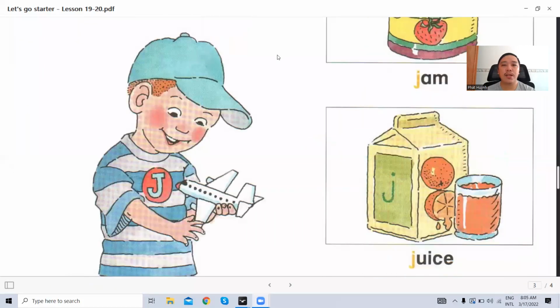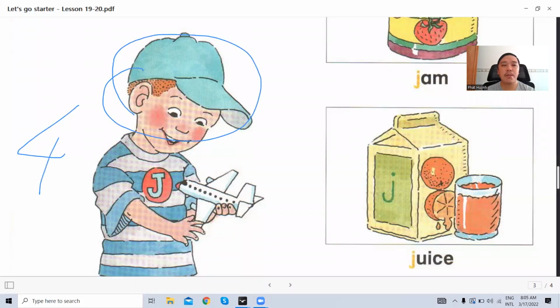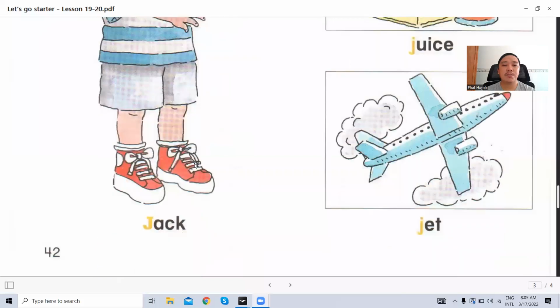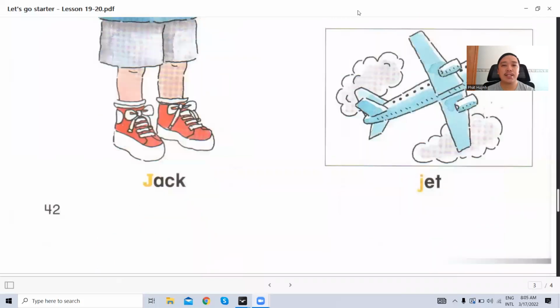Now, number four. It's a boy or it's a girl? Nó là một cậu bé hay là một bé gái? It's a boy or it's a girl? Oh, it's a boy. Good job. If it is a boy, then what is his name? Đó là con trai thì tên cậu bé là gì?